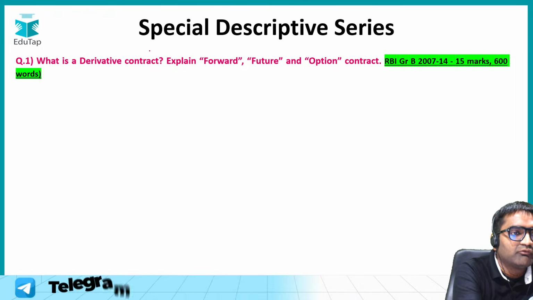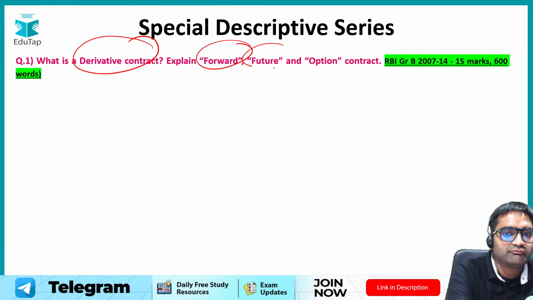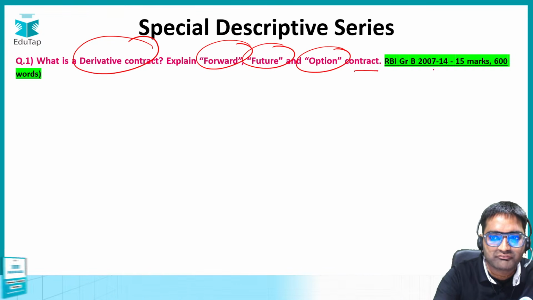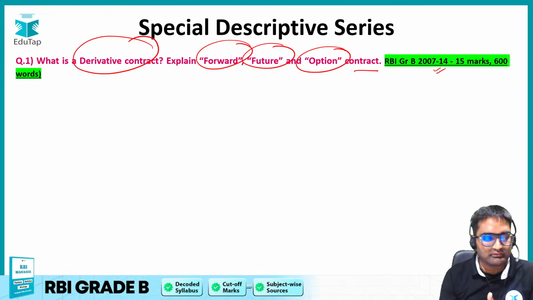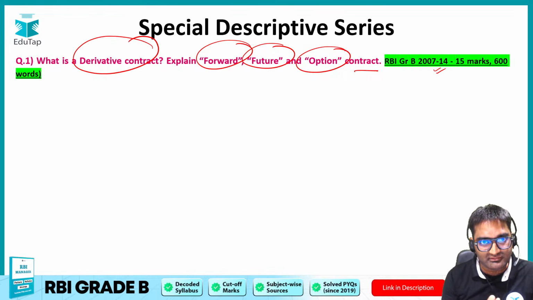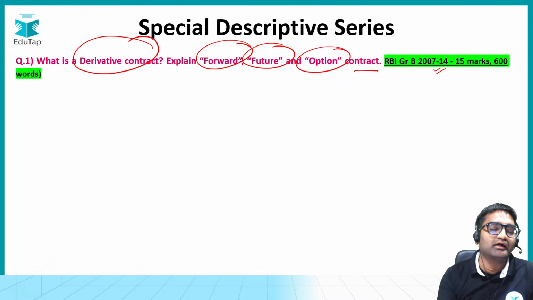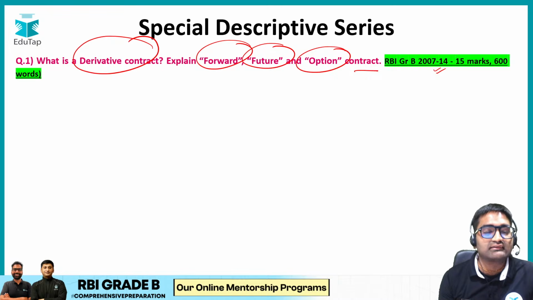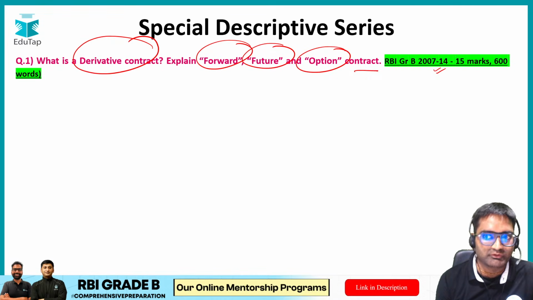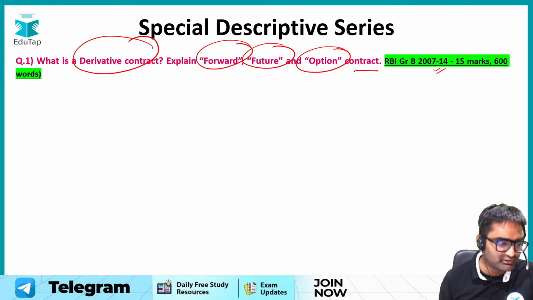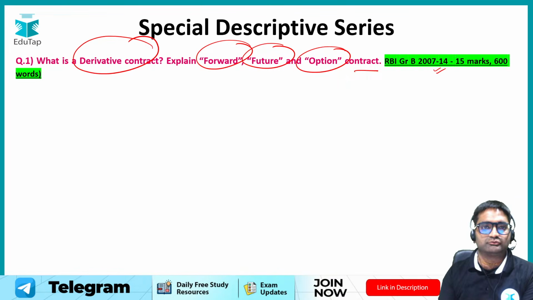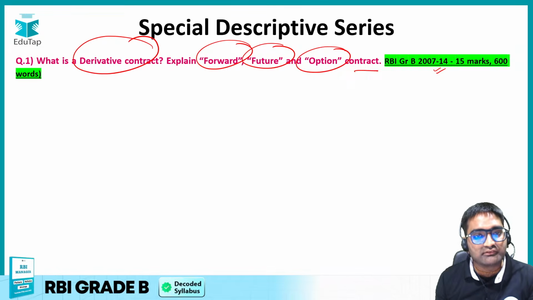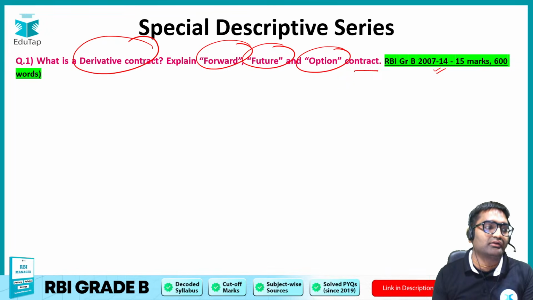What is this question? What is a derivative contract? Explain forward, future, option contract. This was asked during the 2007-14 part of the RBI examinations. Although it might be that this was asked at a time which was too early, what we can learn from this particular question is that this is a very important topic for sure. This was asked for 15 marks, 600 words. Obviously you have the chance of choosing from the 15-mark questions, but this is a pretty straightforward question and you can answer in a very good manner.